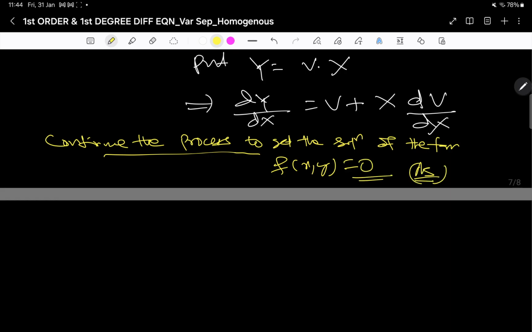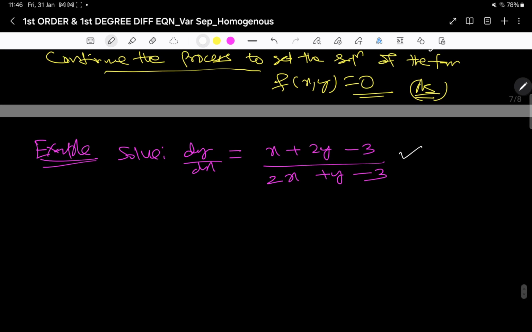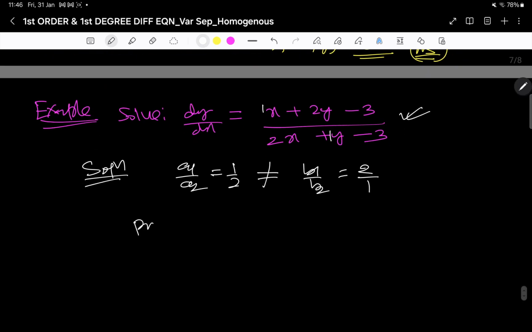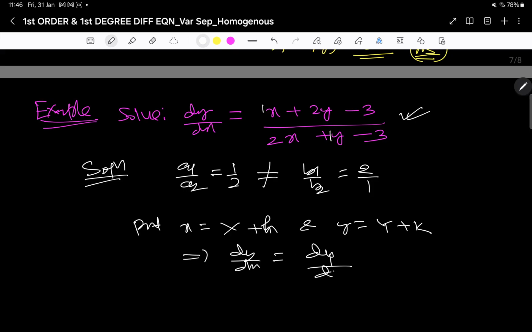So now let us solve one example. Now consider this example. Coming to the solution, here a1 by a2 is 1 by 2, and b1 by b2 is 2 by 1. So a1 by a2 is not equal to b1 by b2. So you put small x is capital X plus h and small y is capital Y plus k. Therefore small dy by dx is equal to capital dY by dX.